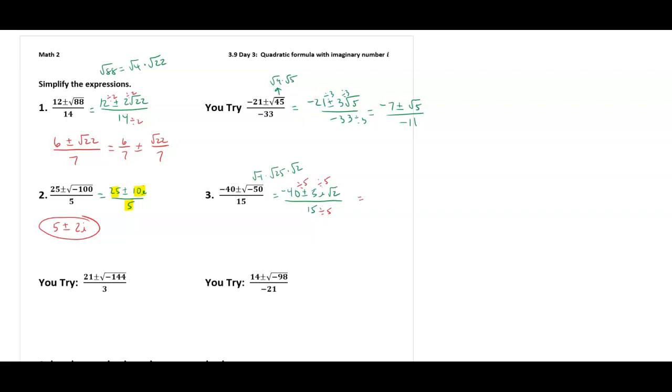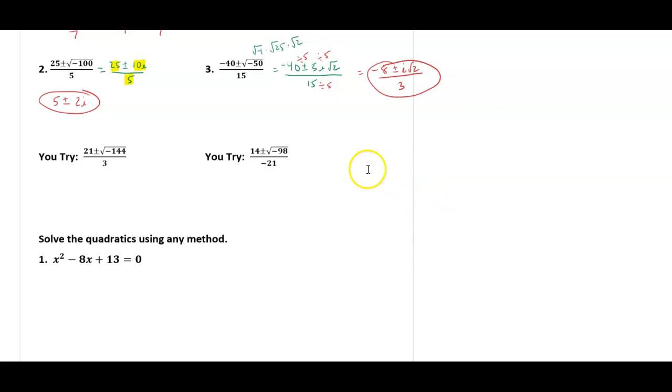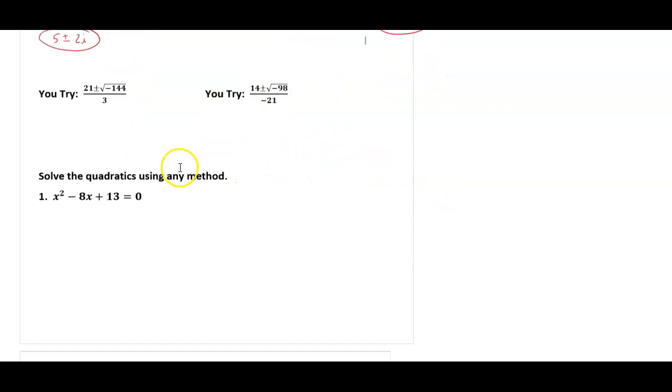So what do we get at the end? Negative 40 divided by 5 is negative 8 plus or minus i root 2 all over 3. And I am done. Try the next two you-try problems and come back and check your answers.